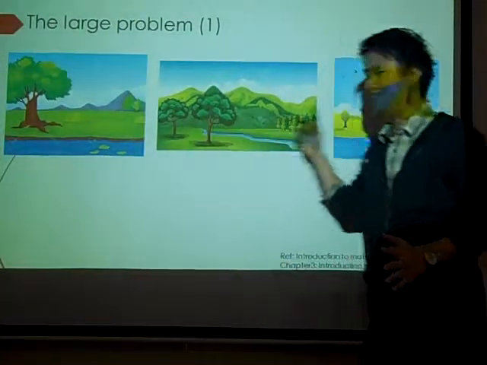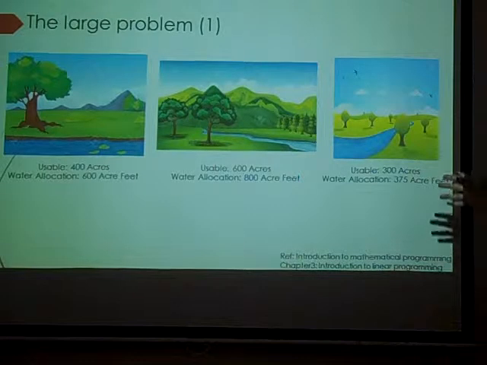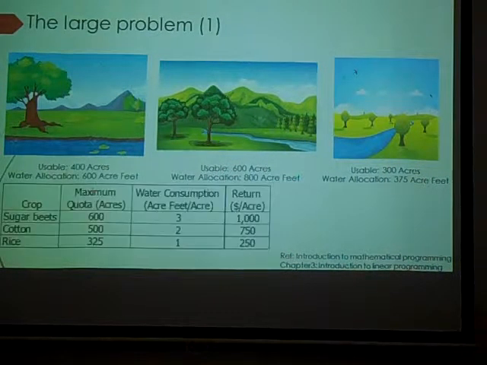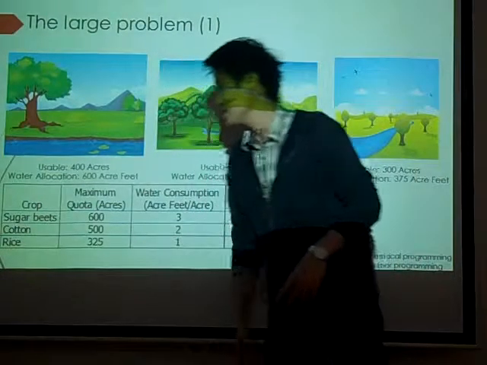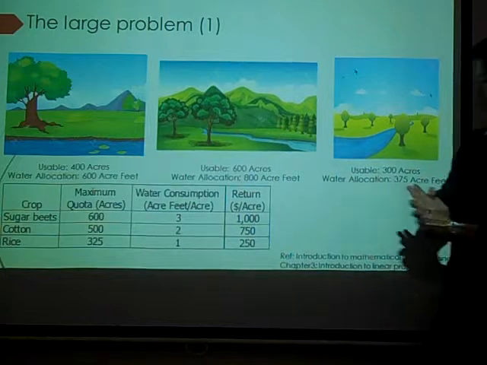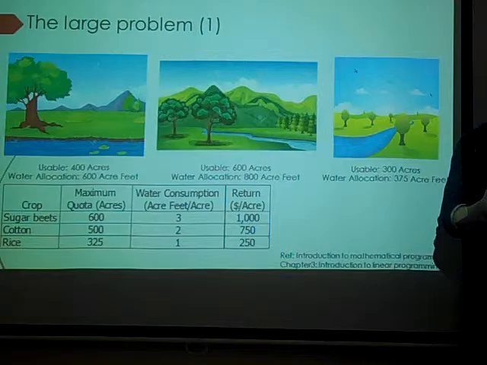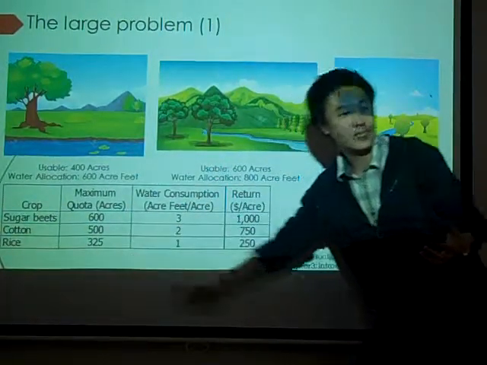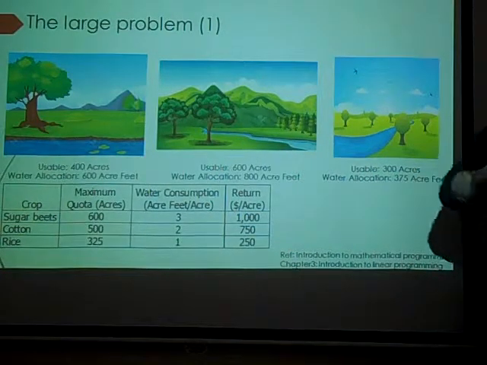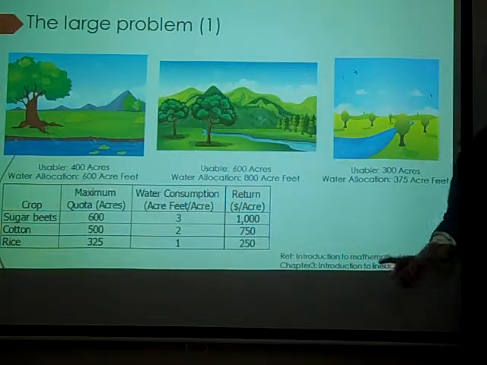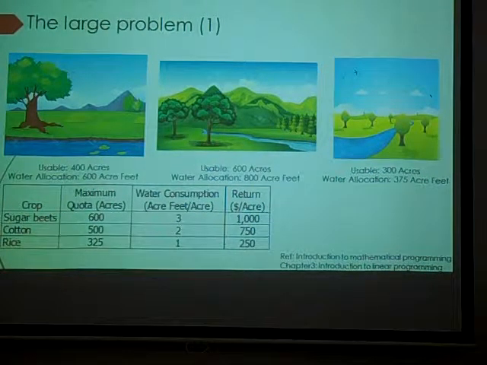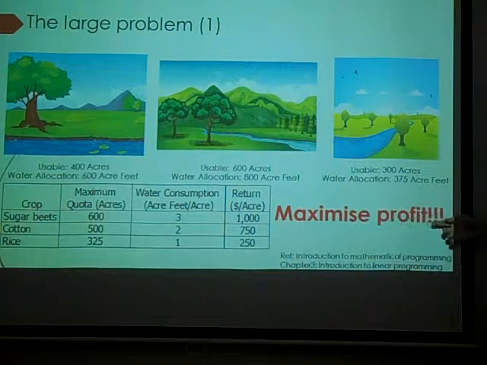So now let's begin with the large problem. Now we have three lands with different areas. We have different usable area and different water allocation, so we need to plan the planting. We have 3 crops. First is sugar beets, second is cotton, and the third is rice. We have the maximum quota from the market, and the market will collect from us. It's not over this number. And water consumed for each crop means for one acre. If you plant 1 acre, you need to consume 3, something like this. And the return per acre. What we want is the maximized profit.